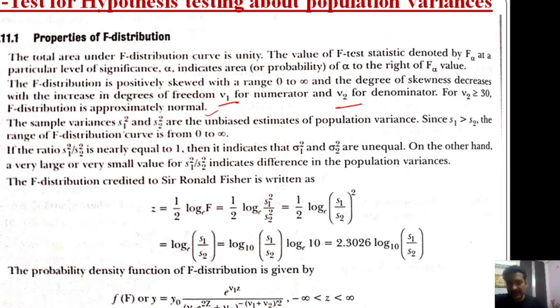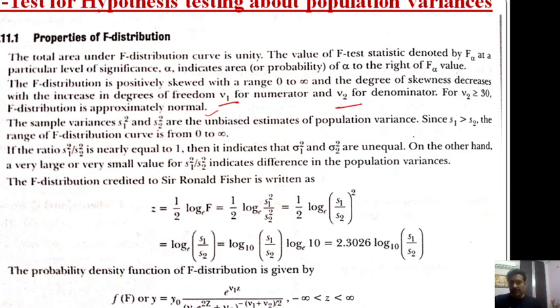Third is the sample variances. S1 square and S2 square are unbiased estimates of population variance, since S1 is greater than S2. Always we put S1 in the numerator and S2 in the denominator. If the ratio S1 square upon S2 square is nearly equal to 1, then it indicates that sigma 1 square and sigma 2 square are equal. On the other hand, a very large or very small value of S1 square upon S2 square indicates differences in the population variances.